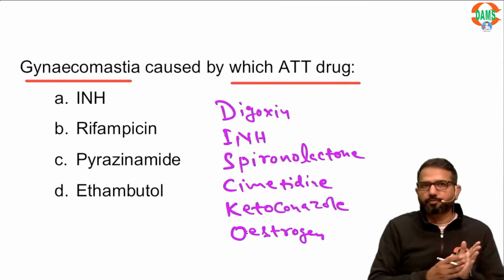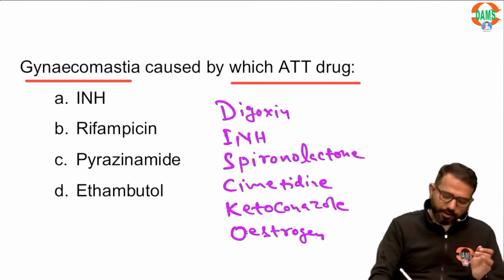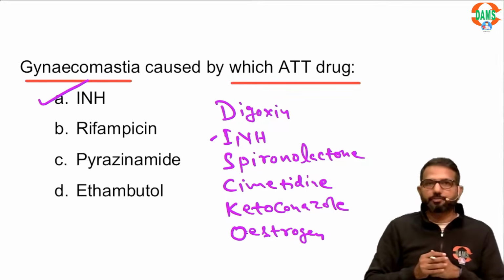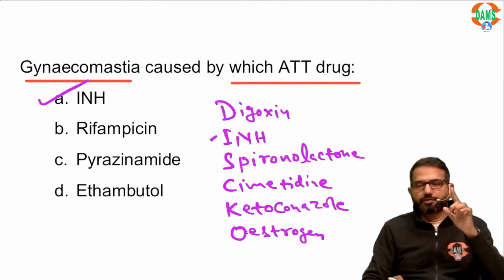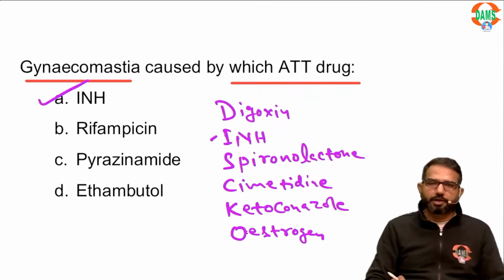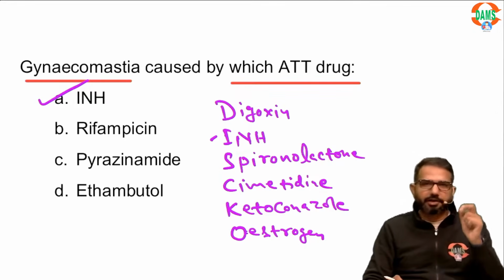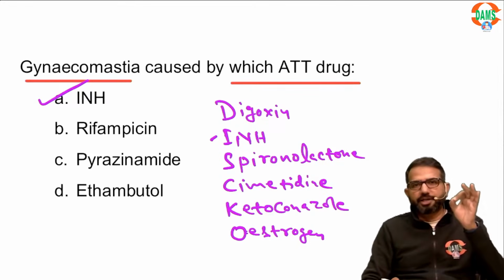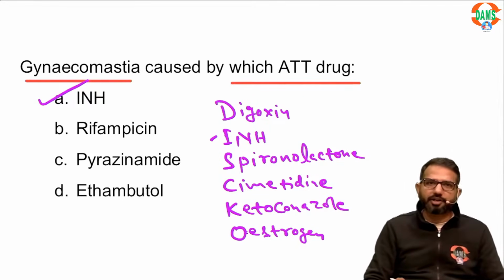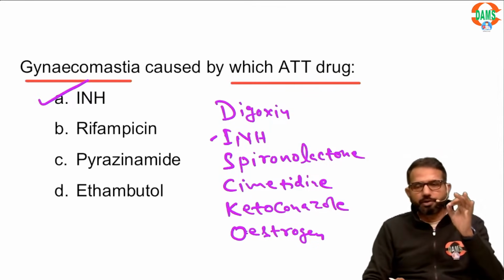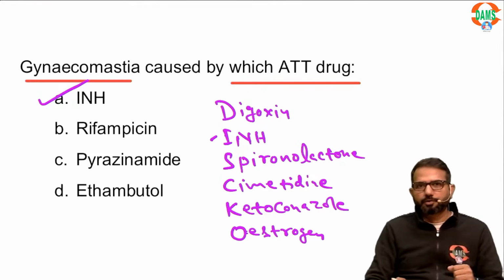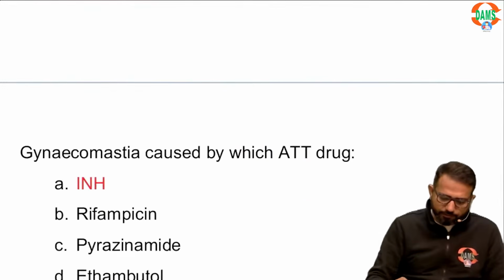These are anti-androgens. So out of the ATT, it is the isoniazid. But this is not the common side effect. The common side effect of isoniazid is neurological, rifampicin, R for red-orange discoloration of secretions like urine and sweat, pyrazinamide, Z for joint pain, arthralgia, hyperuricemia, and ethambutol, E for eyes, ocular, optic neuritis.